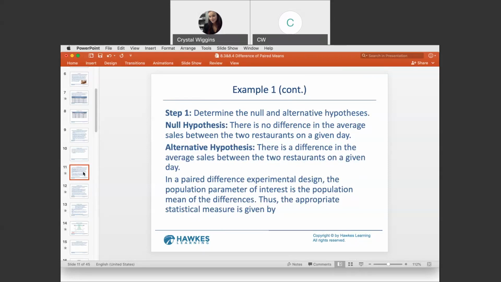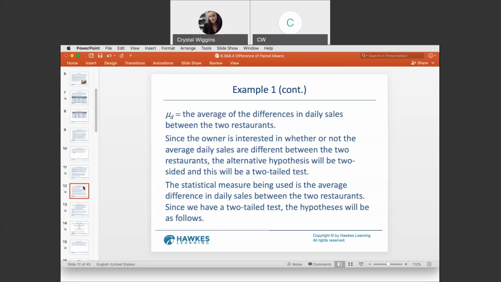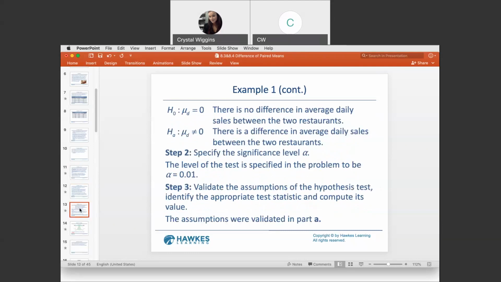Thus, the appropriate statistical measure is given by mu sub d, the average of the differences in daily sales between two restaurants. Since the owner is interested in whether or not the average daily sales are different between the two restaurants, the alternative hypothesis will be two-sided, and this will be a two-tailed test. The statistical measure being used is the average difference in daily sales between the two restaurants, and we are going to apply our two-tailed test.